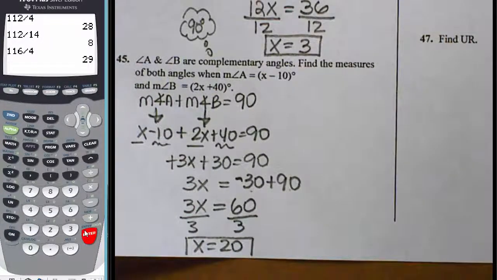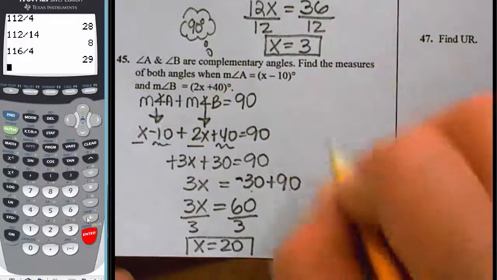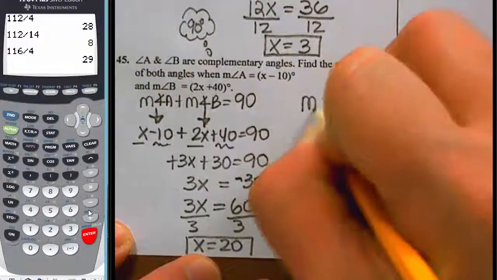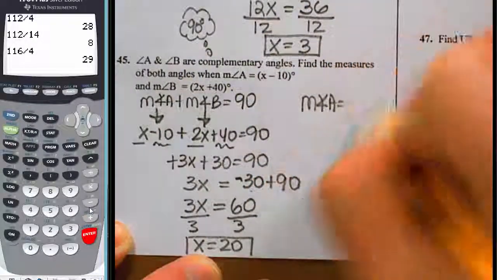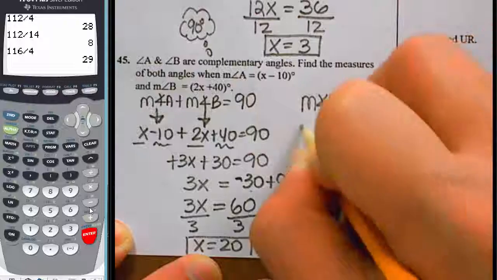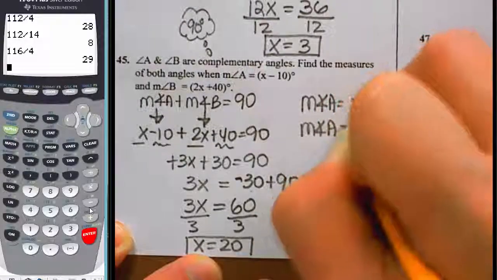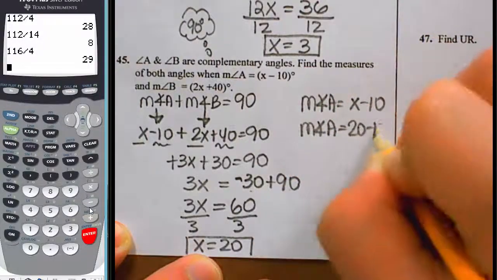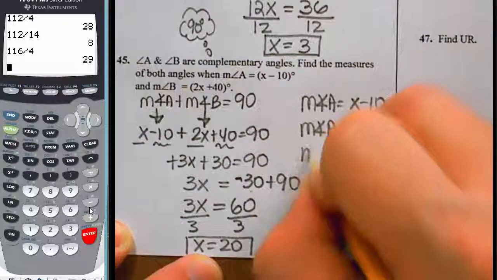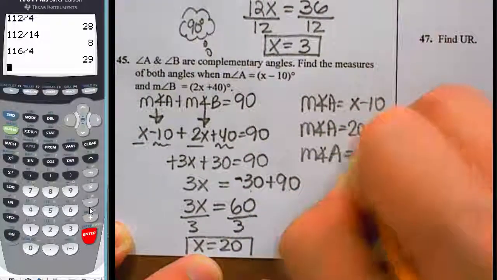In this particular problem, that's not enough. We need to find the measure of both angles. So let's find the measure of angle A, which is x minus 10. But instead of x, we're going to use the 20 that we found right there. And that means angle A equals 10 degrees.